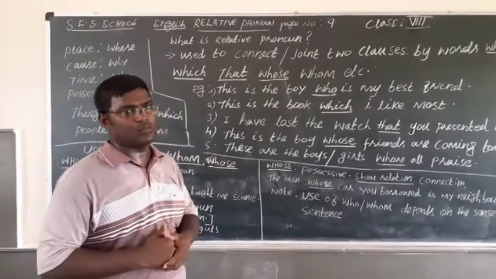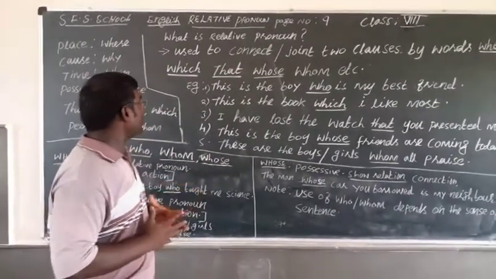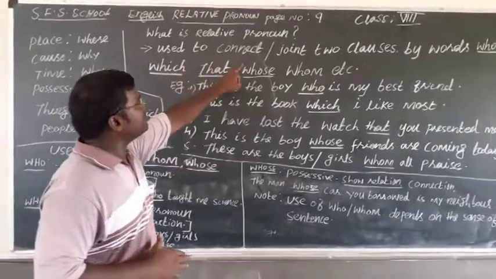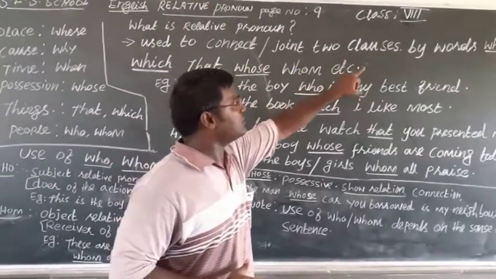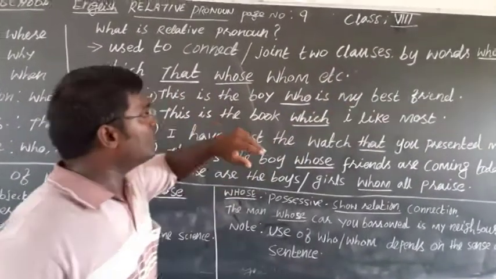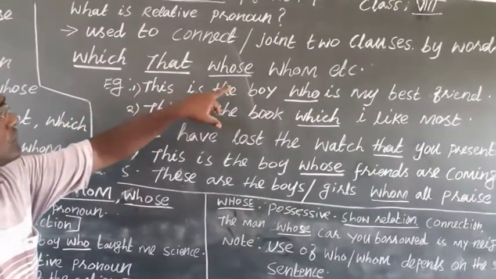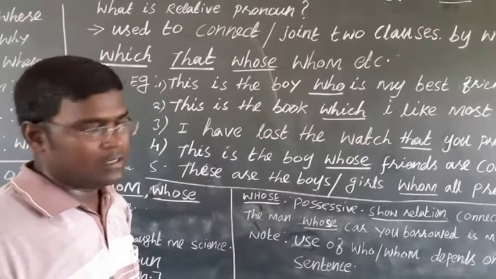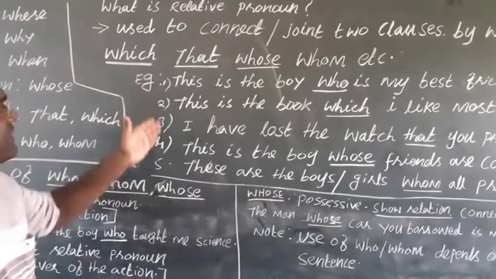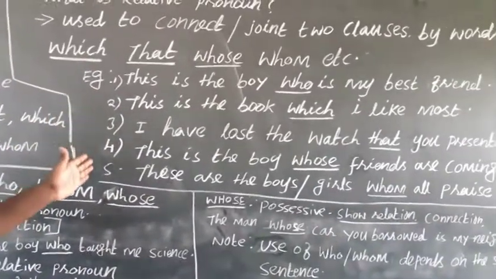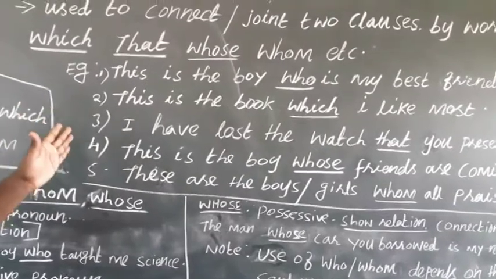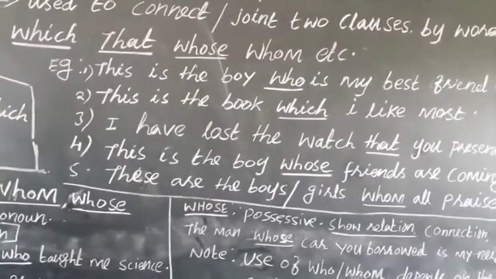What is a relative pronoun? A relative pronoun is used to connect, to join two clauses by words like who, which, that, whose, whom, etc. For example, read these sentences. These sentences I have taken from the textbook as it is to make you understand.